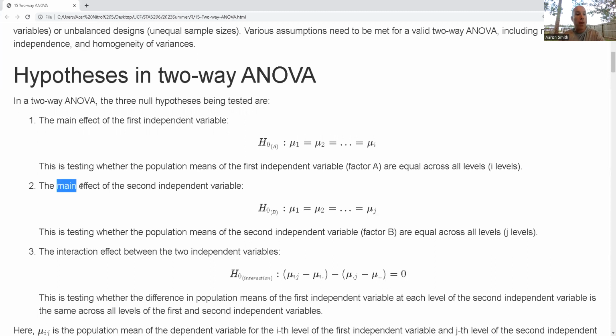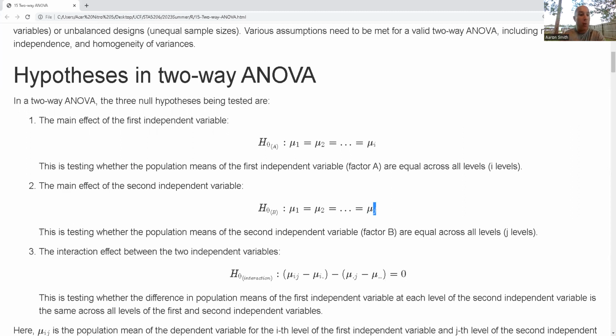Now here we're looking at the main effect of the second independent variable. The second independent variable we will denote by B. And you'll notice I have all equal signs for the subpopulation averages. But this time we have J different levels. So the two independent categorical variables do not have to have the same number of levels.